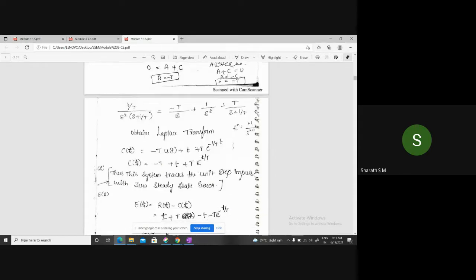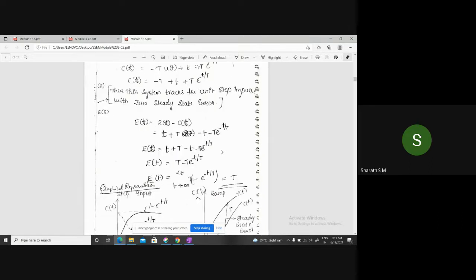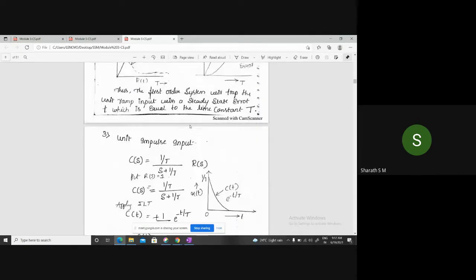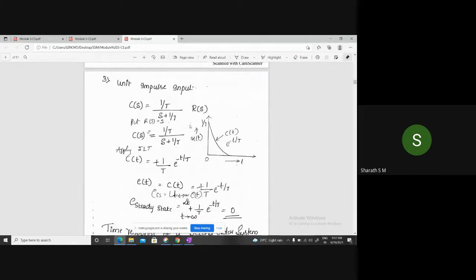So that is equal to minus t into u of t, and 1 over s square is t, and this is equal to the exponential term e power minus 1 by t into t. And then to find out the error function, e of t is equal to r of t minus c of t, that is to find out the error values. So these are the equations we need to remember to find out the transfer function.